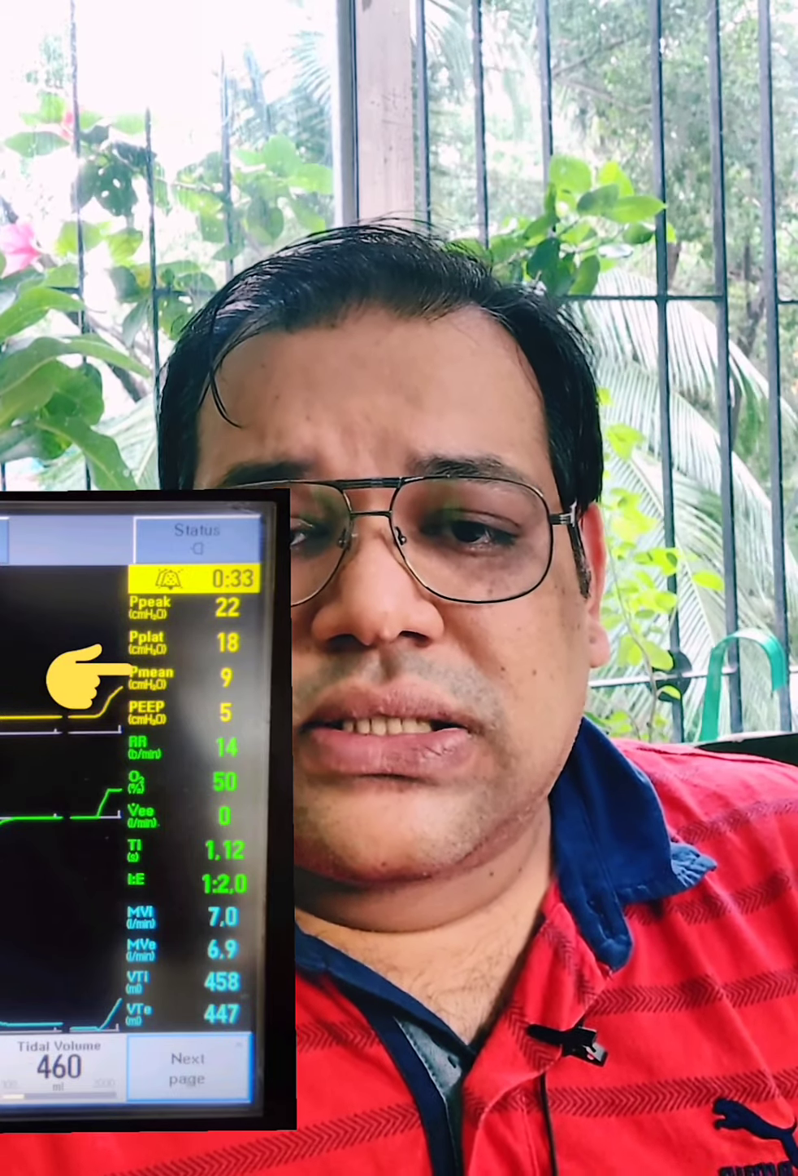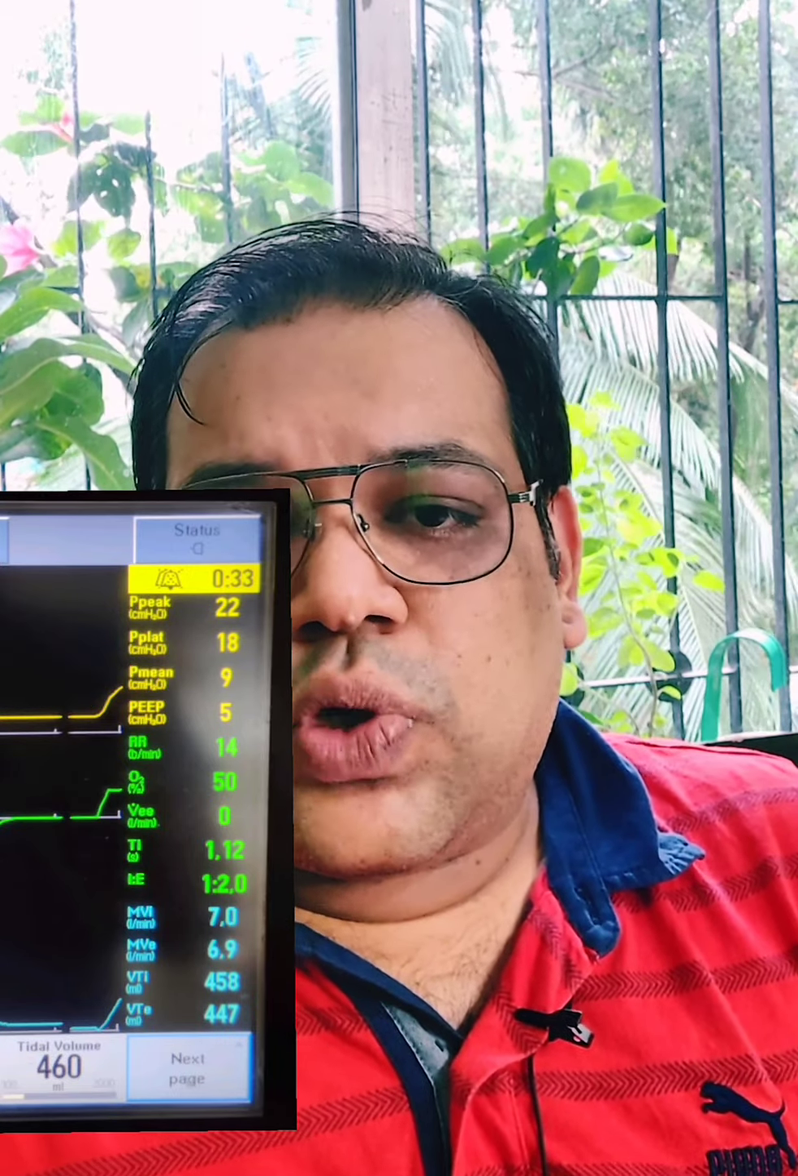Mean airway pressure is just the average of the total pressure during one single breath. So that encompasses the peak pressure, the PEEP that is applied, the shape of the waveform of the ventilation, and the patient's respiratory rate. So mean pressure does not really tell you much, it is just an average. So we don't use it in our day-to-day interpretation, but it is also shown on the monitor.